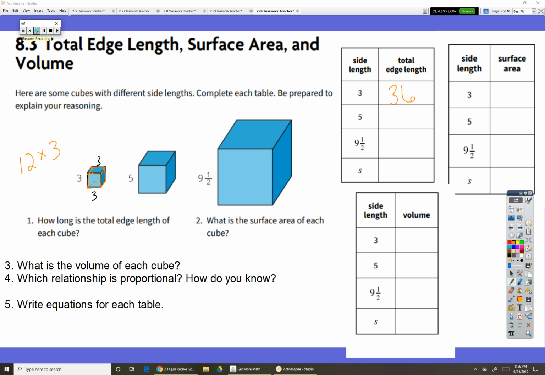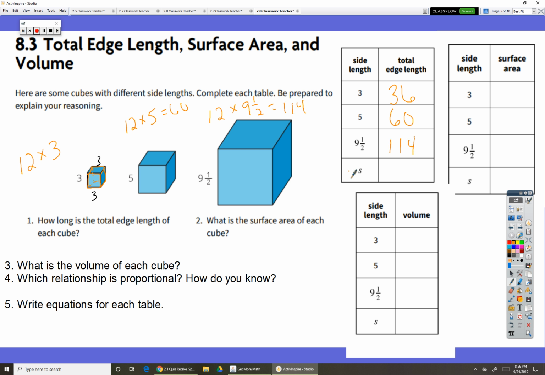Okay, we would find the total edge length of the next cube the same way. There's still going to be 12 edges, and each edge is 5 units long, so 12 times 5 is 60. For this cube, its sides are all 9.5 units long, so if we take 12 times 9.5, we get 114.